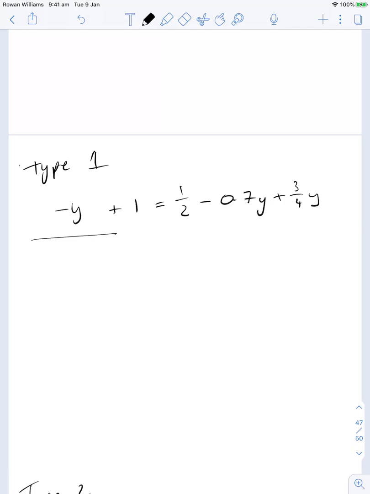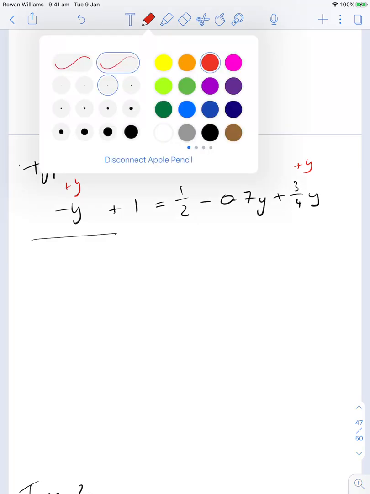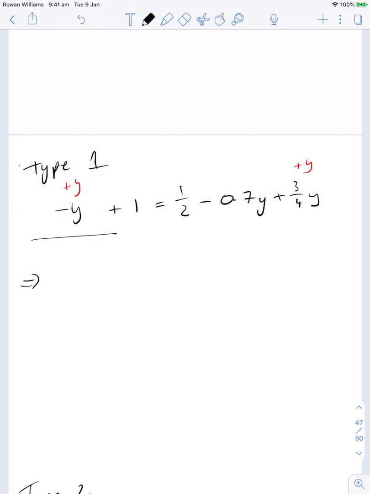So what I'm going to do to my equation, and I'll just put in red what I do each step, is I'm actually going to plus y to this side and plus y to this side, which is going to give me minus y plus y, which is just going to equal 0, and I'm just going to have an extra y over here. So I'll rewrite that out, and that's what we do each step. We just rewrite it out. So now I've got that plus y minus y is just going to equal 0. So I'm going to have 1 equals a half minus 0.7y plus 3/4 y plus y.